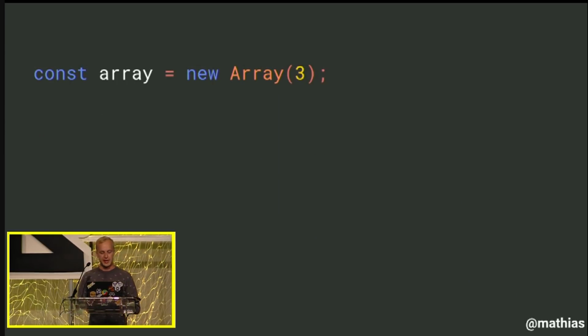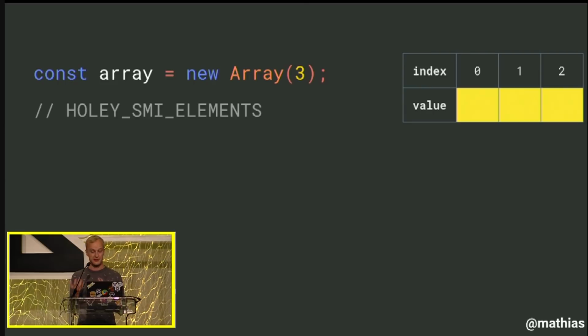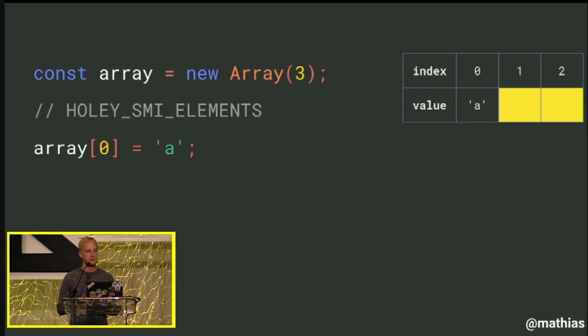This piece of code creates an array of length 3. But what does it contain? Well, it turns out the array just has 3 holes in it. It doesn't have any explicit values. So the array is sparse, and it gets the elements kind holey SMI elements, because that is the most specific possibility given the current information. Now let's assign a value to position 0 in this array. Wait a minute, that's a string, it's not a small integer. So the elements kind transitions to holey elements.